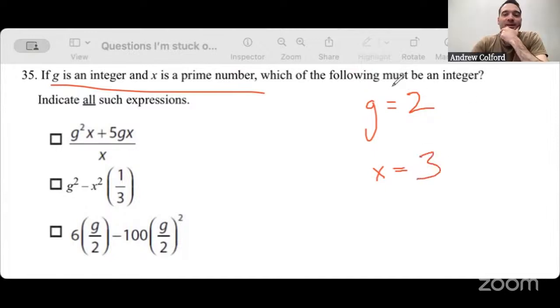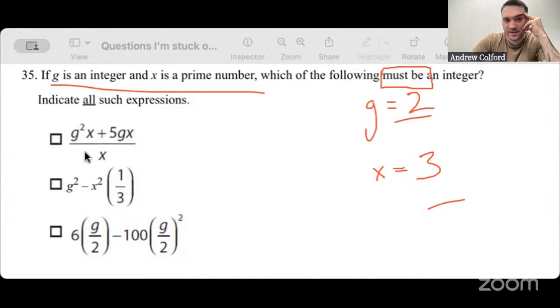Now, just as a more general footing, when they say what must be an integer, we immediately want to think like a misbehaving child. Like how can I push the envelope? How can I bend the rule, or break the rules? How can I make this not true? And that will allow me to eliminate it. But for starters, to get our feet wet, let's just say G equals 2 and X equals 3. Okay, so 2 squared is 4.